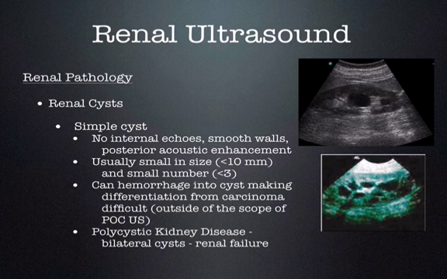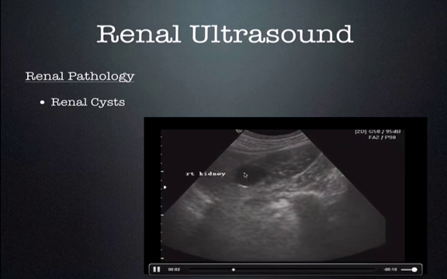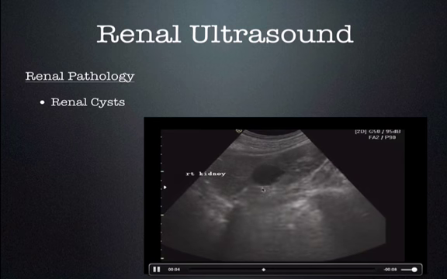A simple renal cyst is a common finding, often easily seen with ultrasound. To be characterized as a simple cyst, it must be smaller than 10 millimeters, have no internal echoes, have smooth outer walls, and must have posterior acoustic enhancement. Polycystic kidney disease is also readily seen with ultrasound, and has numerous bilateral cysts. Here is an example of a renal cyst. Note the posterior acoustic enhancement.